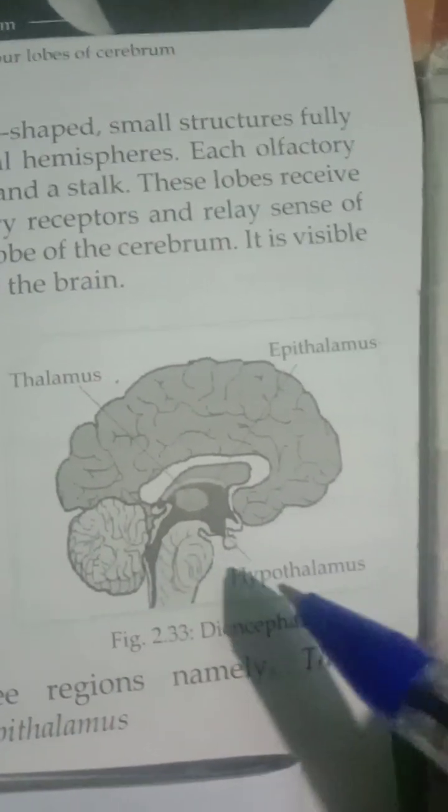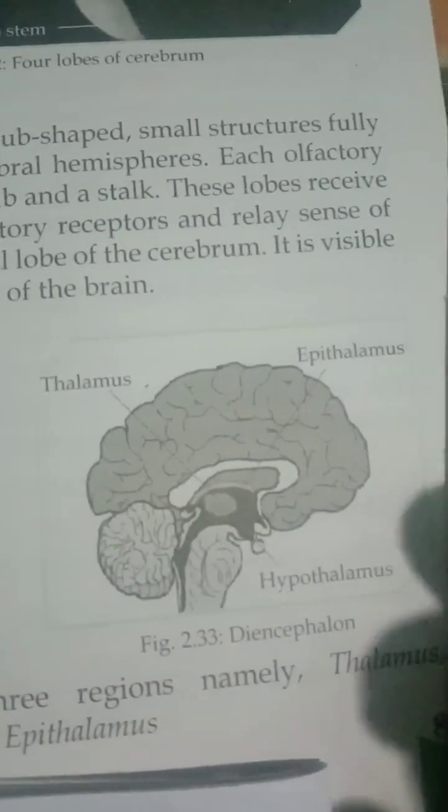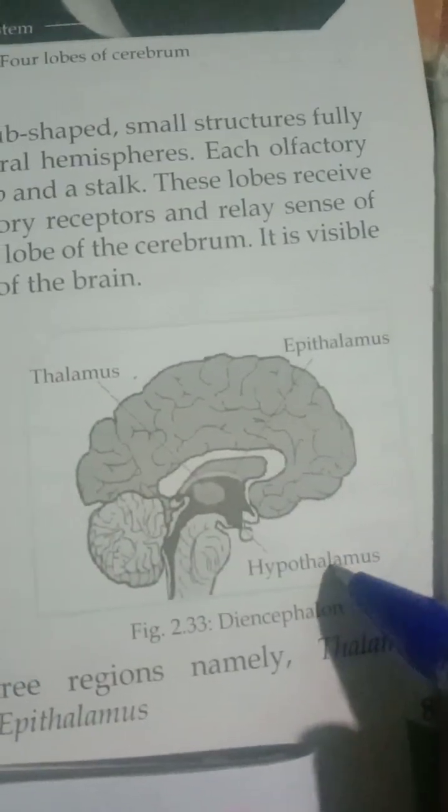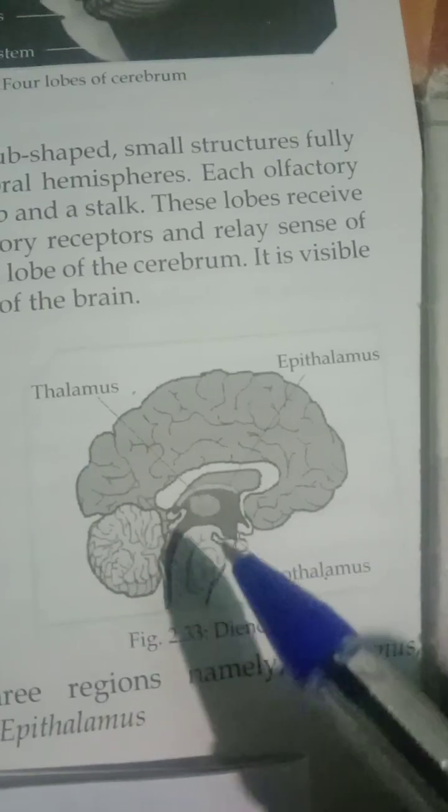So this hypothalamus is connected with diencephalon. That is why it is very important, because the master gland, the pituitary gland, controls all the hormones, and that pituitary is under the control of whom? Hypothalamus, and hypothalamus is attached to whom? Diencephalon.